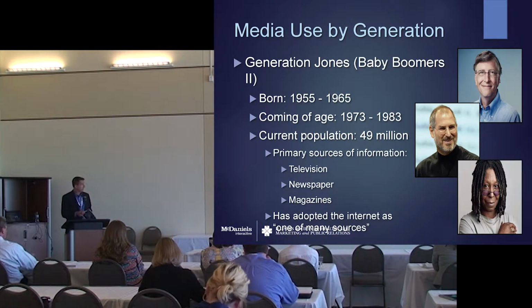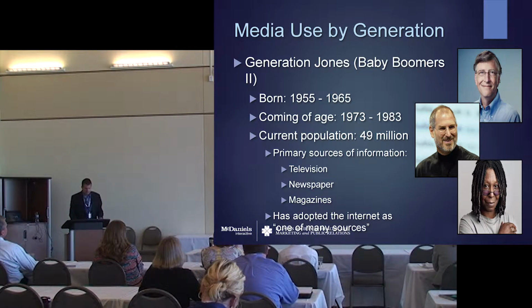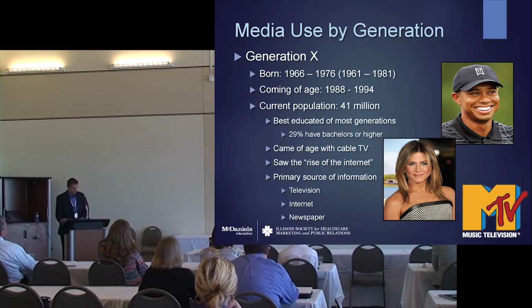If you look at the second half, called Generation Jones, which is Baby Boomers 2, which I'm just barely a member of, we came of age 73 through 83, and our population is 49 million strong in the United States. Their primary sources of information are television, newspaper, magazines, and then they've adopted the internet as one of their information sources. So one of their sources, not the only source. So that's a key point.